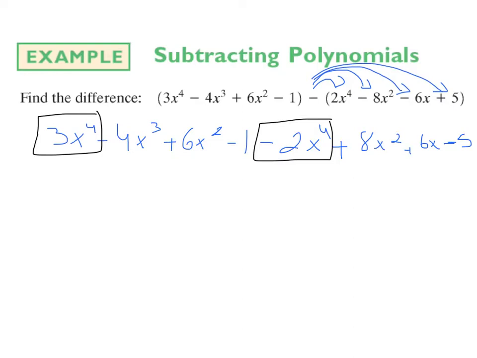And here we have negative 4x cubed with nothing, actually. And then we have 6x squared with 8x squared. Then we have 6x, and finally we have a value here, negative 5.